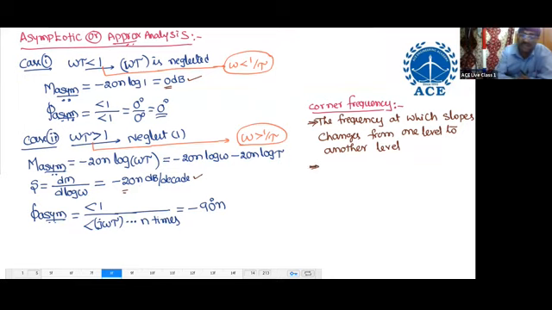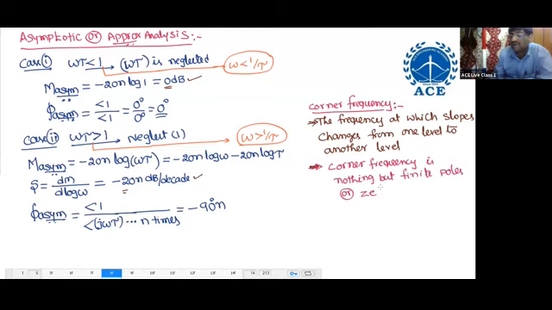One more thing, what does corner frequency mean? Simple way: corner frequency is nothing but the finite pole or finite zero location, in the form of magnitude.